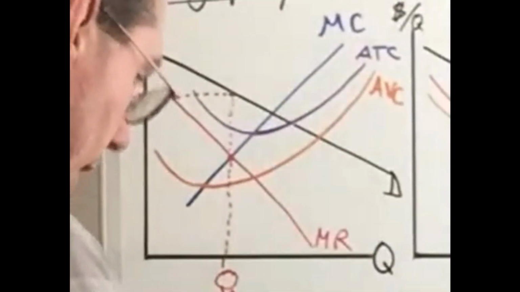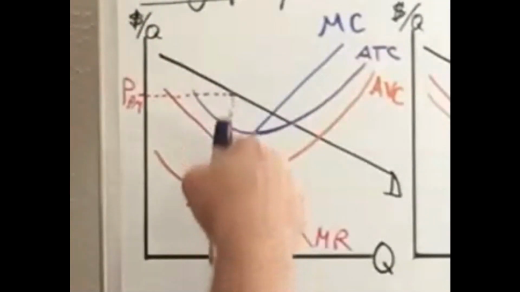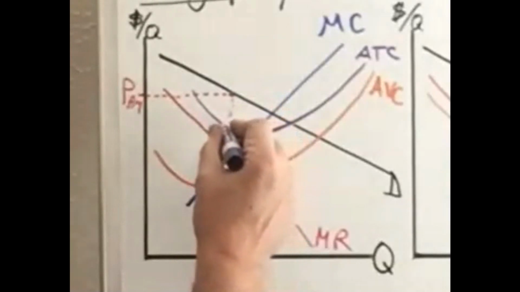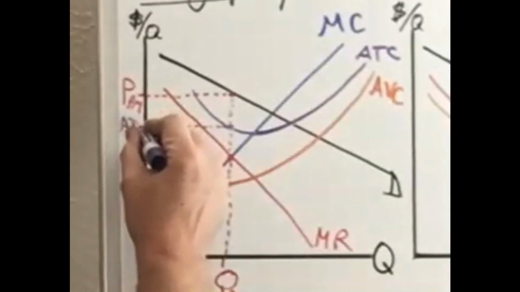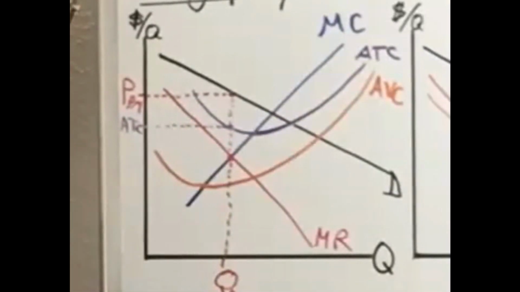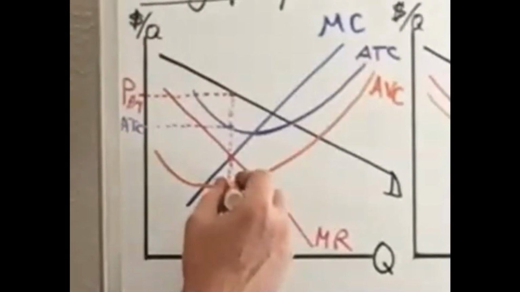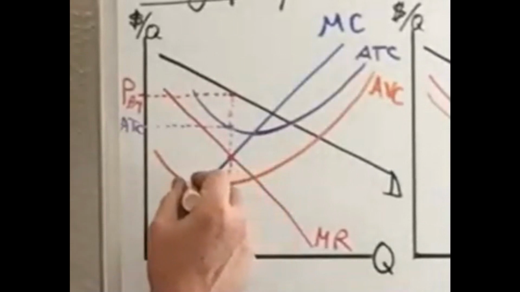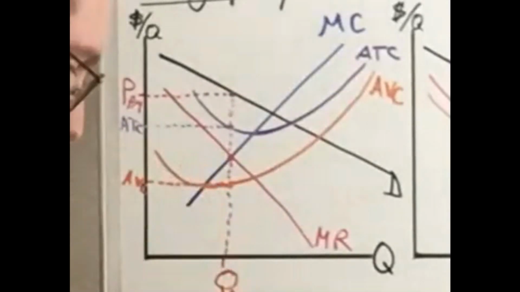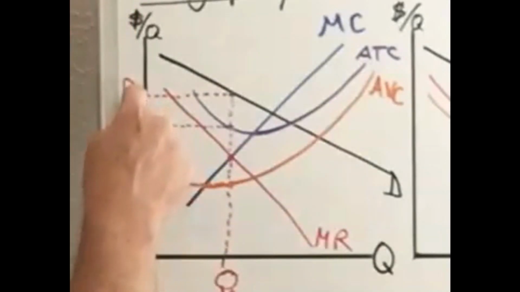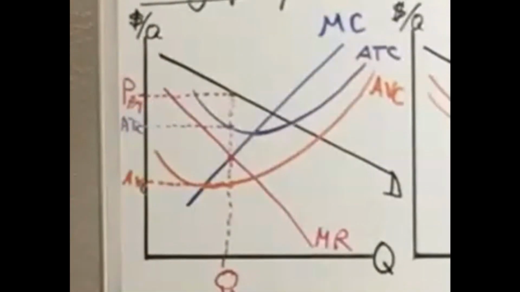Then we're going to identify the average total cost. So if we go up the vertical quantity line here to where the average total cost is, there it is. If we come over here, that is our average total cost for the firm when they produce this quantity. We're going to also go to the average variable cost, which is right here. We're going to come over the dashed line. And again, that's our average variable cost. So here's a situation where our price is higher than our average total cost, and our average total cost is obviously higher than our average variable cost.